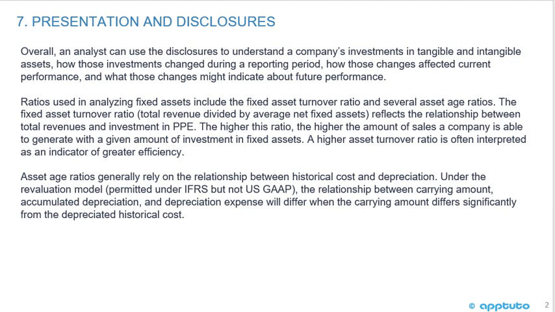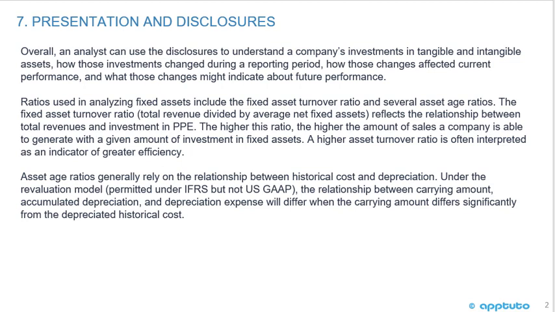Ratios used in analyzing fixed assets include the fixed asset turnover ratio and several asset age ratios. The fixed asset turnover ratio, total revenue divided by average net fixed assets, reflects the relationship between total revenues and investment in plant, property, and equipment. The higher this ratio, the higher the amount of sales a company is able to generate with a given amount of investments in fixed assets. A higher asset turnover ratio is often interpreted as an indicator of greater efficiency.